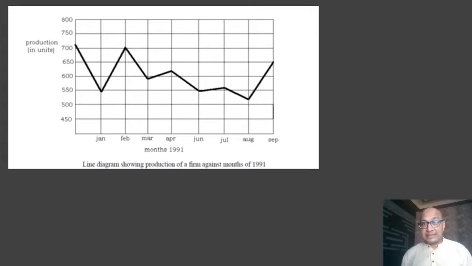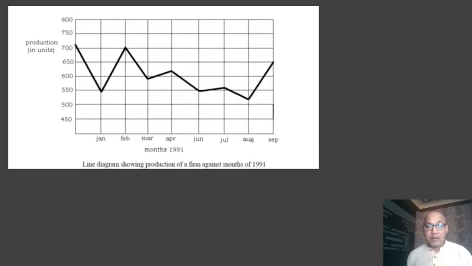So we can see in this example of a line diagram, on the y-axis we can see production in units, and on the x-axis time: January, February, March, etc. Line diagram showing production of a firm against month in a year. In this figure, 1991.